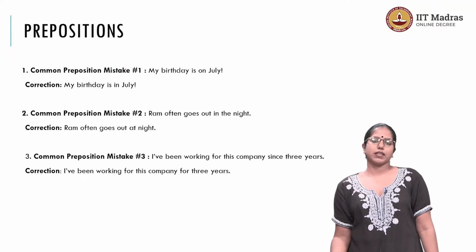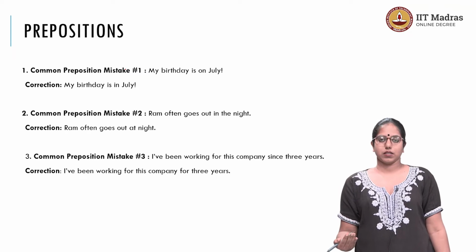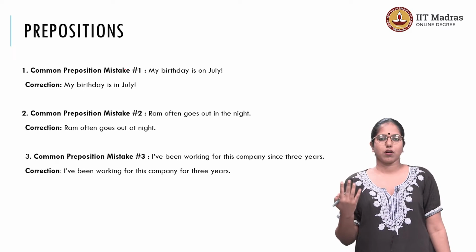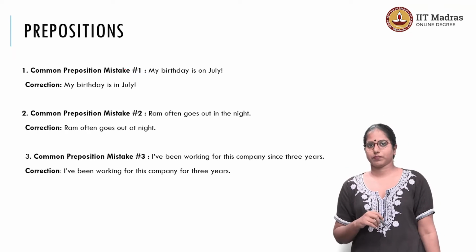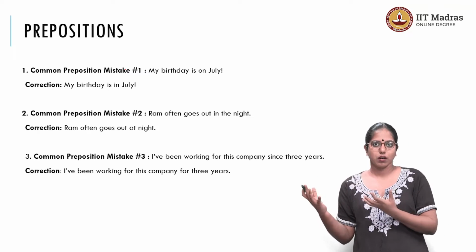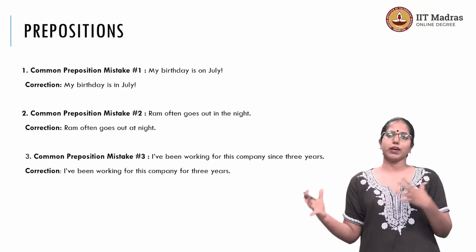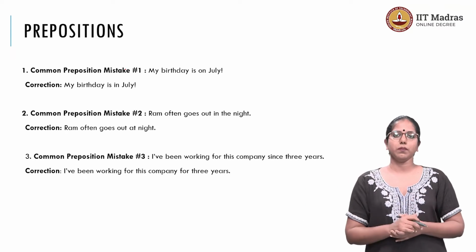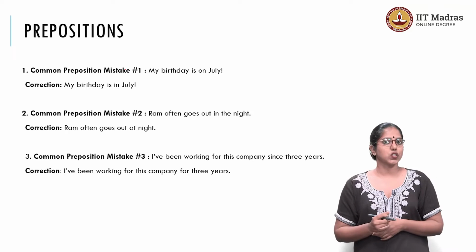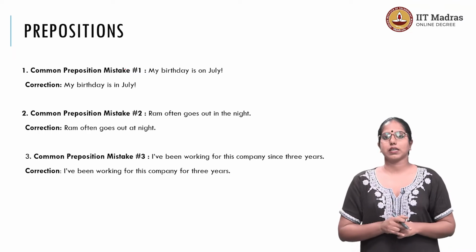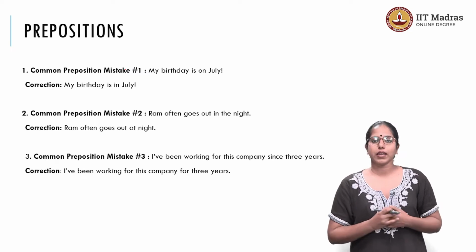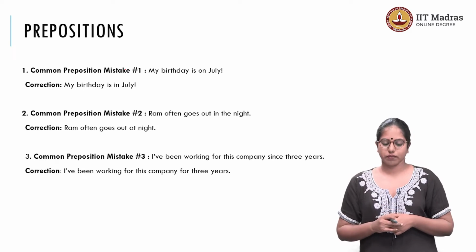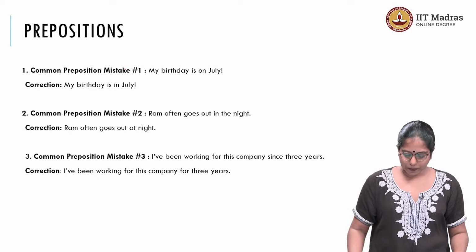However, if you want to say that my birthday is on 2nd of July, you use the preposition on. If you are going to use the date, you are going to add on before the date, and it's not in. You don't say my birthday is in 2nd of July, but you say my birthday is on the 2nd of July. I hope I made that clear.